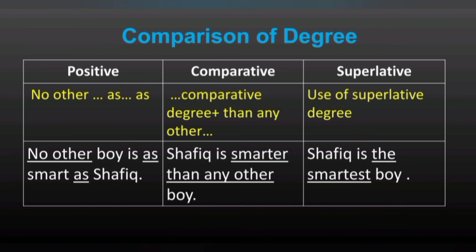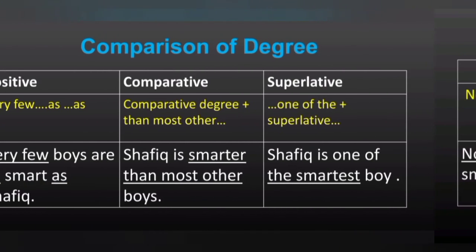Similarly, if we have to change it into positive, as we cannot compare Shofik to any other boy, there is no reference of that in the sentence, so we should use the term "no other". "No other" and "as... as". And the sentence will become: "No other boy is as smart as Shofik." We cannot compare Shofik, and he is so smart that he is not comparable to any other boy. So without changing the meaning of the sentence, this is how we can change a sentence from positive comparative to superlative degree.